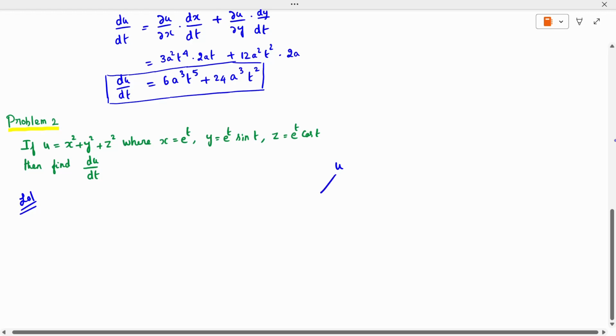U has been given with respect to x, y, z, all three variables with respect to t. Like this you write it, so that it'll be easy to write your formula. Now first I will write the formula. We have to find du by dt. How can I write it? Du by dt, I have to write it this way.